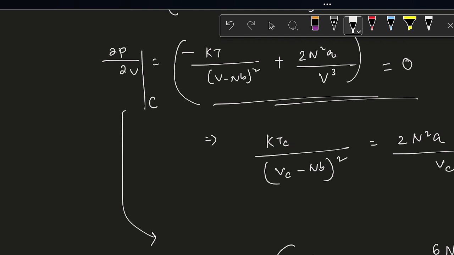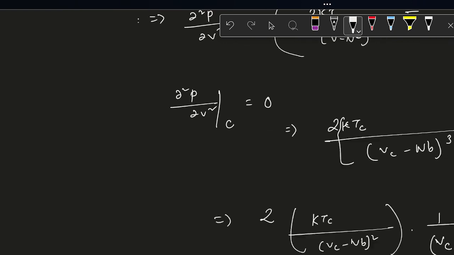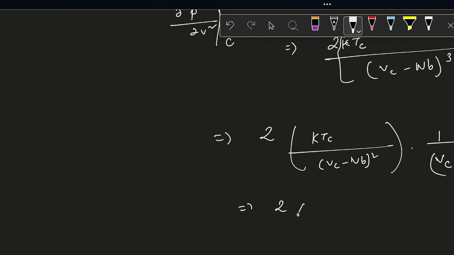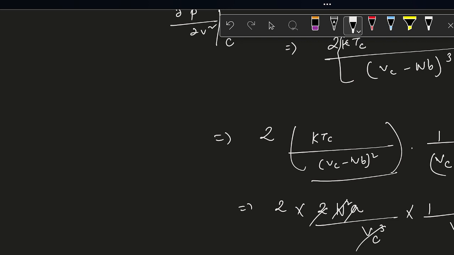Now using equation number 2, you know that this quantity is 2 n squared a by vc cube. So you replace it here: 2 n squared a by vc cube times vc minus nb equal to 6 n squared a by vc to the power 4. So cancel out terms: n squared a cancels out, this 2 making it 3, and vc cube and vc to the power 4 making it only vc.